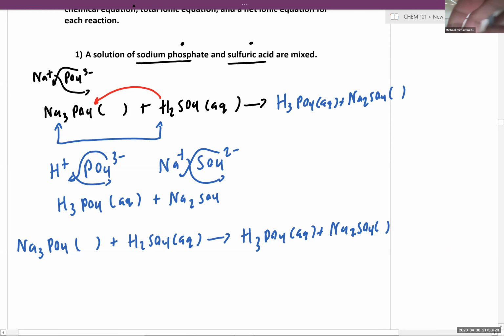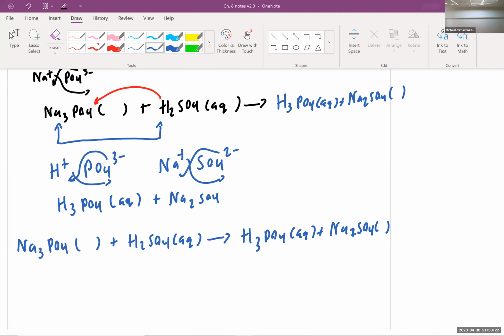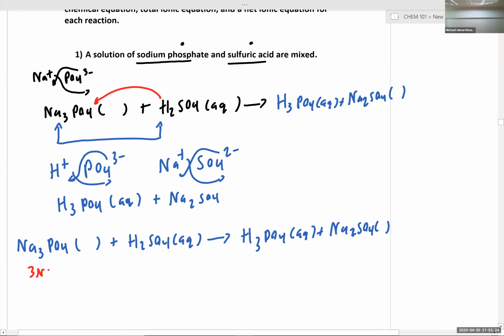Okay, now looking at this equation, let's do a quick atom inventory. I have 3 sodiums, 1 phosphate ion. I have 2 hydrogens, 1 sulfate ion. I have 3 hydrogens and 1 phosphate ion. I have 2 sodiums and 1 sulfate ion. Okay, so is this equation balanced as written? No.